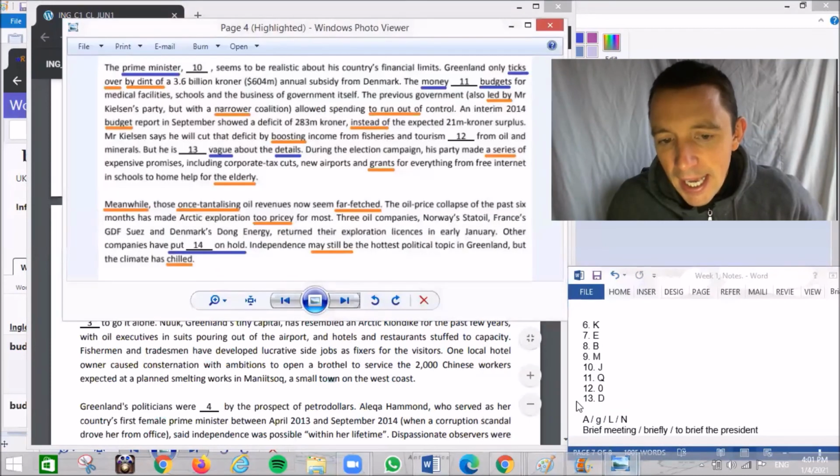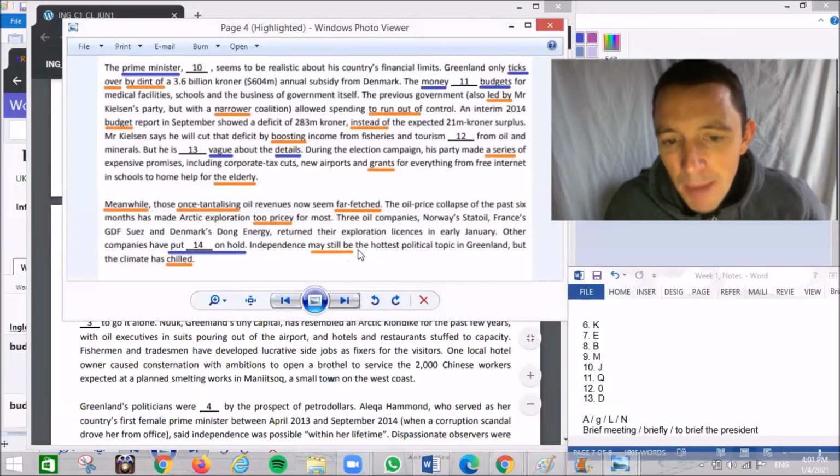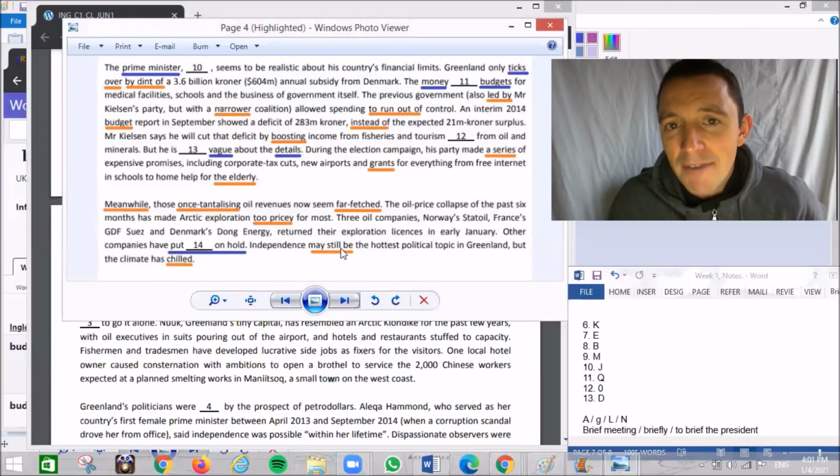But the key is the rest of the vocabulary. May still be. May is the modal, and be is the infinitive. So after the modal, you have the infinitive. I may go, I might go, and still is todavía. The position is flexible. The hottest political topic. So topic is related to the adjective hot. It's a hot topic in Greenland, but the climate has chilled, like the temperature has dropped.